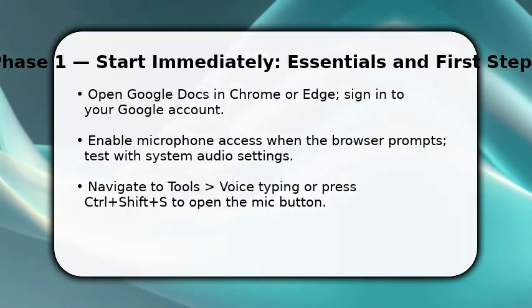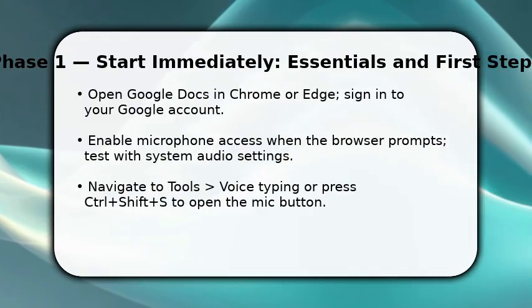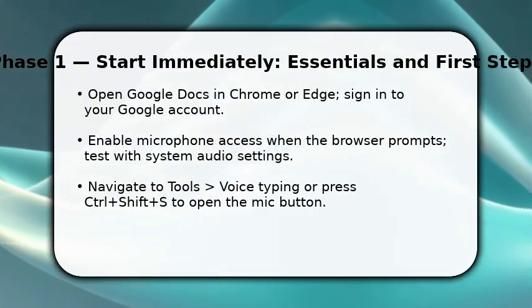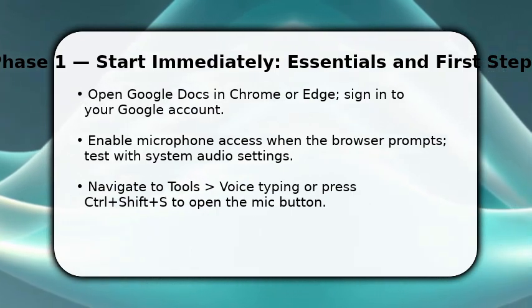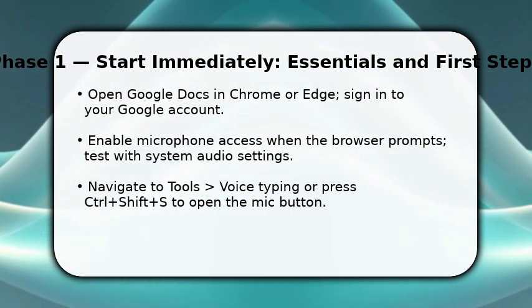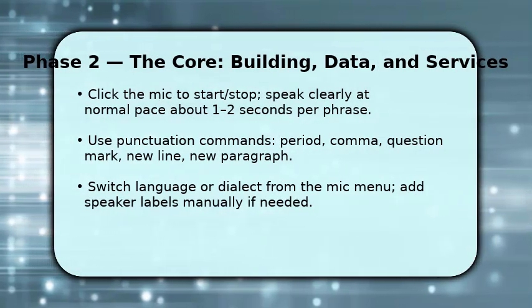Then, click Tools and choose Voice Typing, or press Ctrl plus Shift plus S to reveal the microphone icon. This starts the live recognition pipeline, so you'll see words appear as you speak and can adjust pacing immediately. With the mic active, you control recognition by clicking to start and stop.